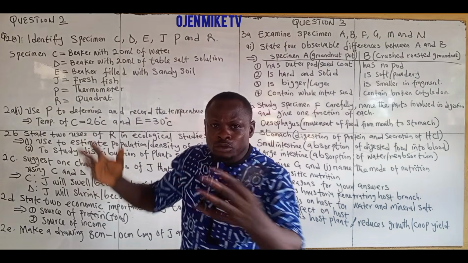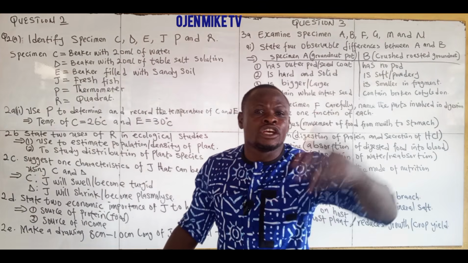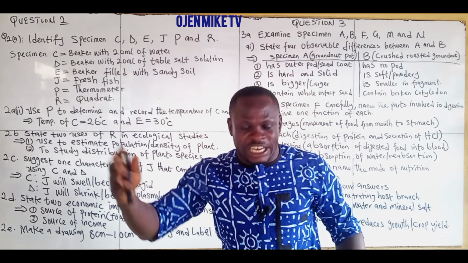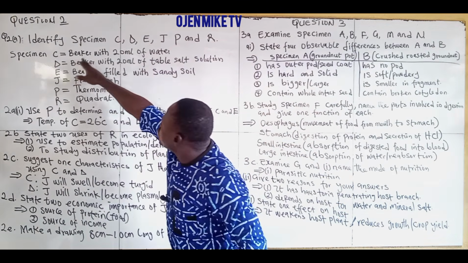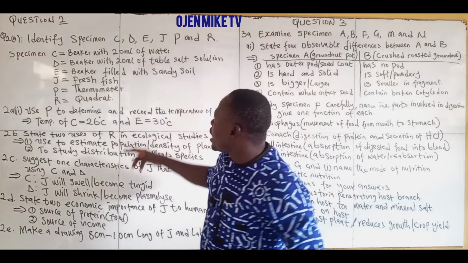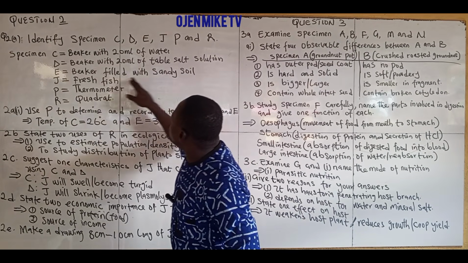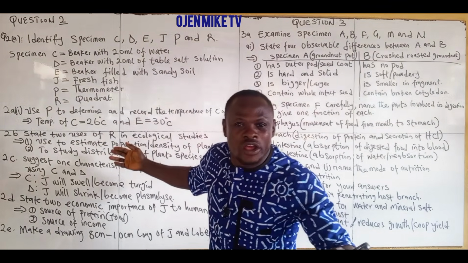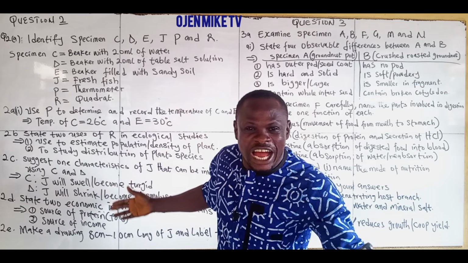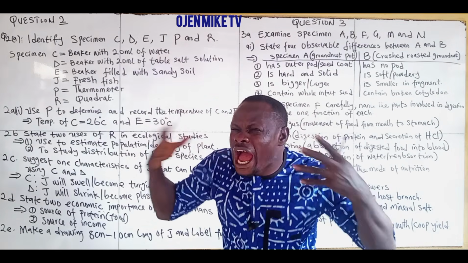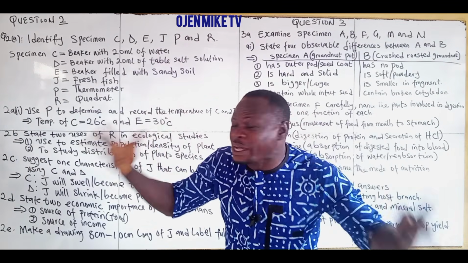Now, to distinguish the aquatic habitat and the terrestrial habitat, remember, C is what? Aquatic habitat, while E is what? Terrestrial, sandy soil. Sandy soil is what? Terrestrial. Have you seen? The questions are what you should be expecting.